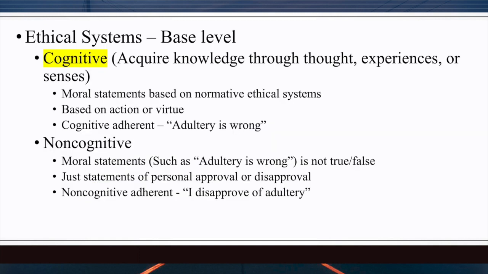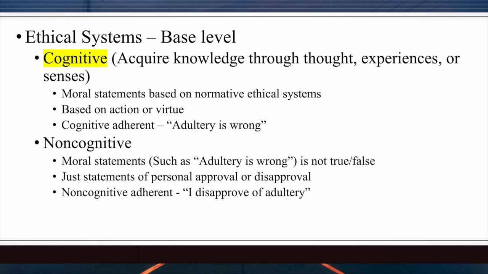Okay, so now we're going to look at the ethical systems on the base level. There are cognitive and non-cognitive areas that come up in ethical systems. Cognitive means you acquire knowledge through thought, experiences, or senses. That means moral statements are based on normative ethical systems. So you're in a society, you're in a culture, there's thought, there's experiences, there's senses, you're experiencing culture through your senses, what you see, what you hear, all of that. And then moral statements are based on the norms, the normative ethical systems that are in that society, which are based on action or on virtue.